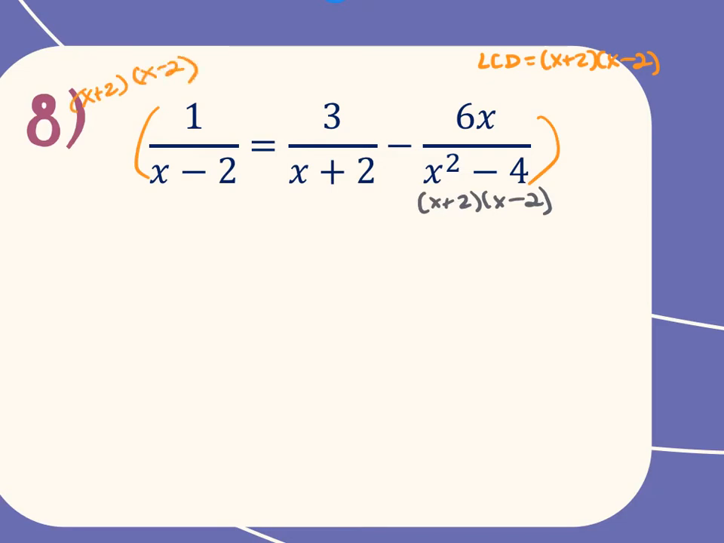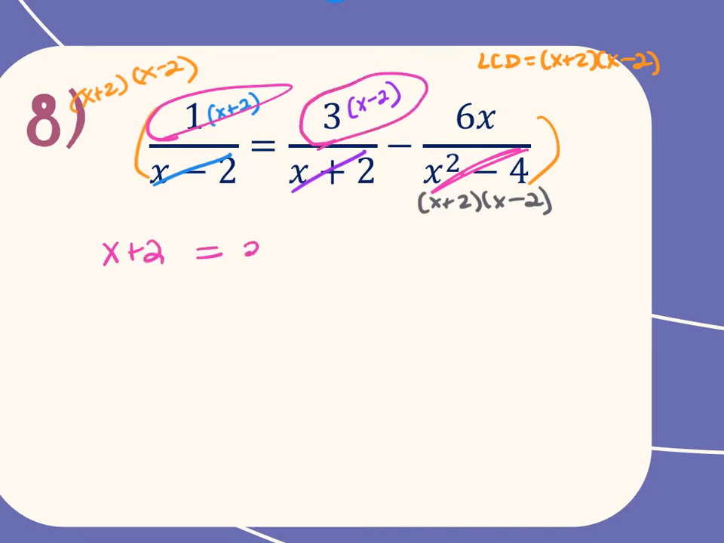So from the first one, the x minus 2's cancel, and I have to multiply 1 by x plus 2. From the second one, the x plus 2's cancel, and I have to multiply by x minus 2. And from the last one, they both cancel. So I get just the 6x. So my numerator in the beginning is 1 times x plus 2, or x plus 2, equals 3 times x minus 2, or 3x minus 6, minus 6x.